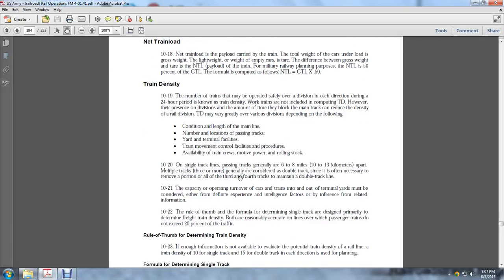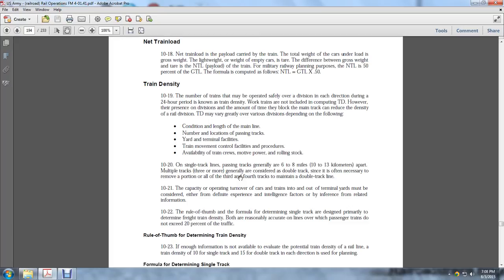The train density. The number of trains that may be operated safely over the division in each direction during the 24-hour period is known as the train density. Work trains are not included in computing the TD. However, the precedence of the division is the amount of the block of the main trackage of the railway division. The TD may greatly vary by division depending on the following conditions: the length of the main line, number and location of the passing tracks, yard and terminal facilities, train movement, control factors, facilities, procedure, availability of train crews and motive power, and the rolling stock.